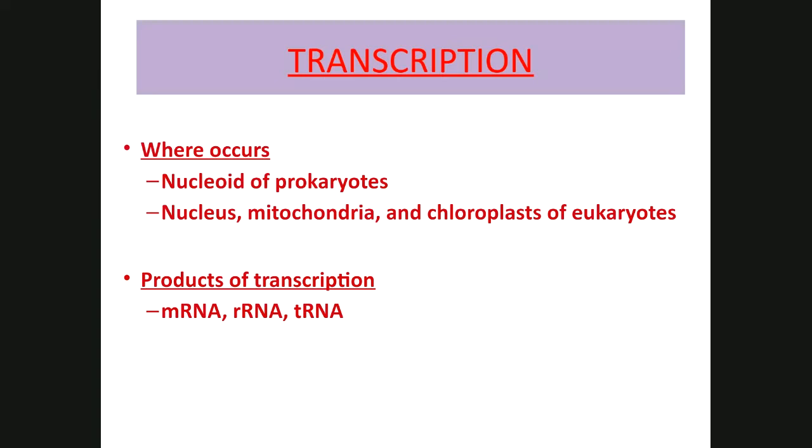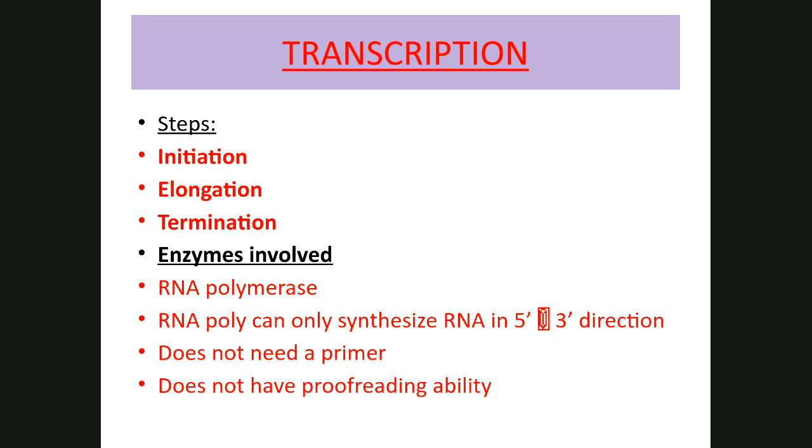Okay, transcription is pretty straightforward. What we do is we start, we continue, and then we finish. You should know the location though. It happens in the nucleoid of prokaryotes, happens in the nucleus of eukaryotes, and the mitochondria and chloroplasts of eukaryotes. Remember, mitochondria and chloroplasts have their own DNA. The products are messenger RNA, ribosomal RNA, and transfer RNA. You should definitely know that also. The steps: initiation, elongation, termination. The enzyme is RNA polymerase.